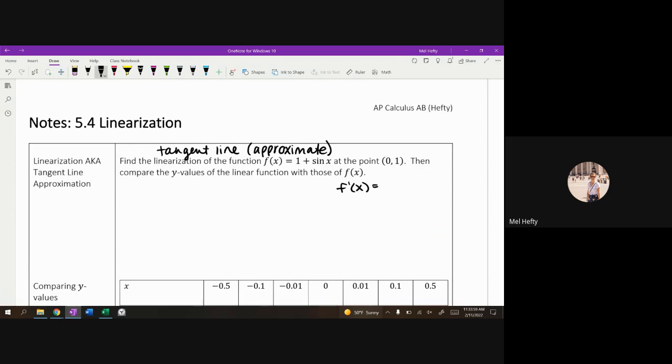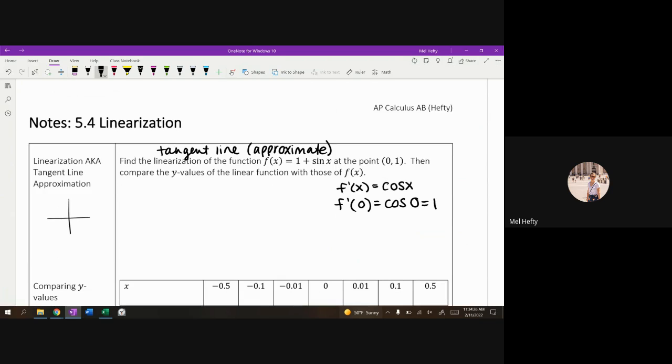So I'm gonna find f prime of x. I know the derivative of 1 is 0. I'll do the hard part. What's the derivative of sine x? Wow. All right, let's see if we remember any of our trig. So we're gonna plug in to this guy. We're gonna plug in 0. What is cosine of 0? Nice, we learned some trig. Excellent. So cosine of 0 is 1.